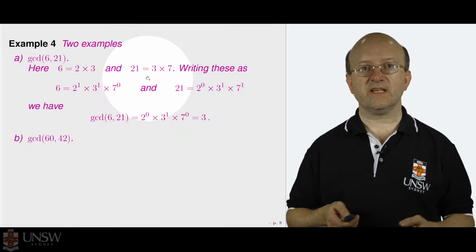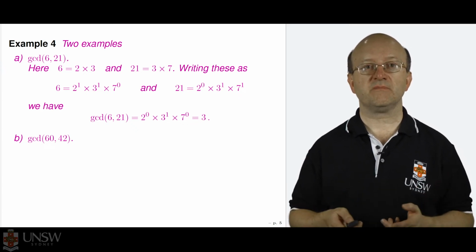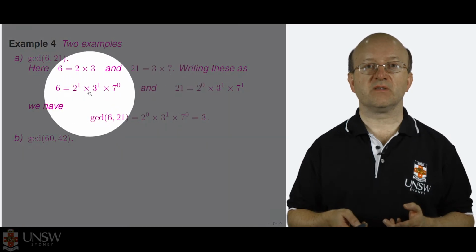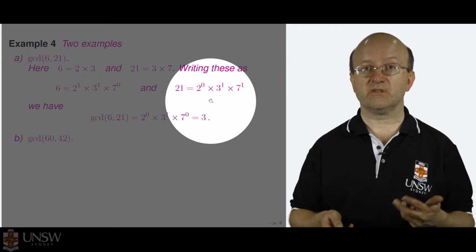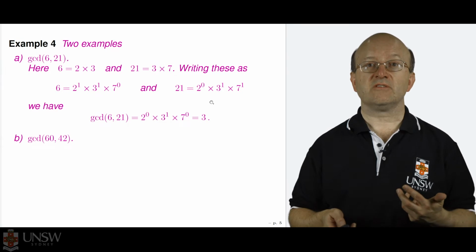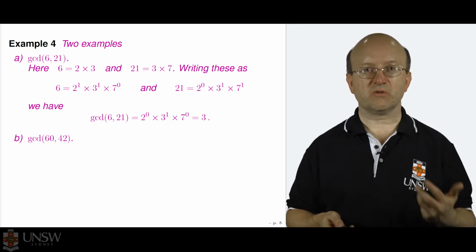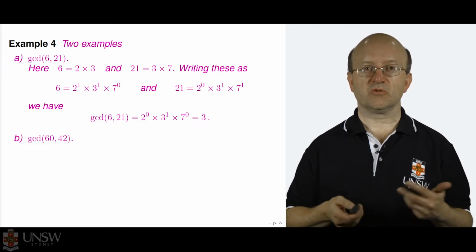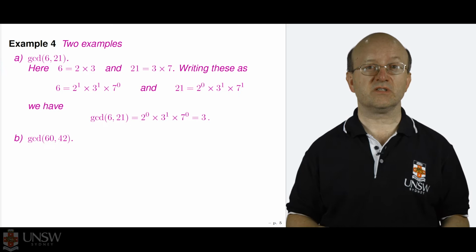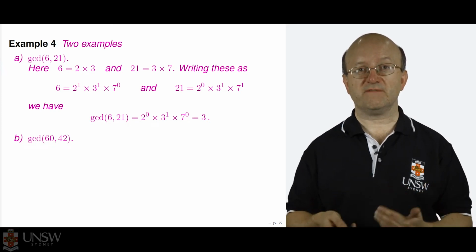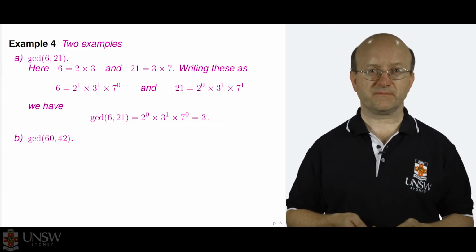And if you write them out conveniently, using all three primes for each of the numbers, there are three primes appearing here, 2, 3 and 7, then 6 is 2 to the 1 times 3 to the 1 times 7 to the 0, and 21 is 2 to the 0 times 3 to the 1 times 7 to the 1. If you then go through and pick the lowest power that occurs in each case, the lowest power of 2 that appears is the 0 in 21. The lowest power of 3 that appears is 1, it appears in both of them. And the lowest power of 7 that appears is 7 to the 0, that's in 6. So you multiply 2 to the 0 by 3 to the 1 by 7 to the 0, and you get 3. And that's the GCD, as is reasonably obvious in this particular example.